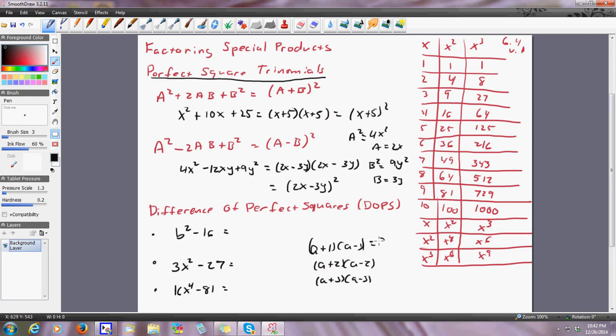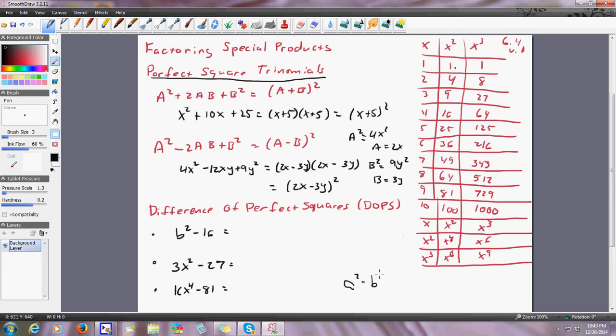Here, you're going to get a squared minus 1. Here, you're going to get a squared minus 4. Here, you're going to get a squared minus 9. Well, this is the reverse. I want you to notice 1, 4, and 9 are perfect squares. And not only are they just perfect squares, they're perfect squares of 1, perfect squares of 2, and perfect squares of 3. So it works like this.